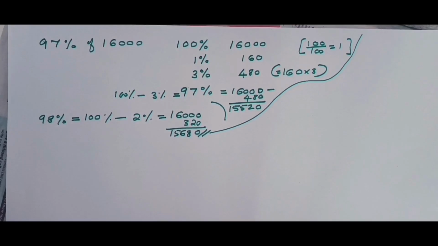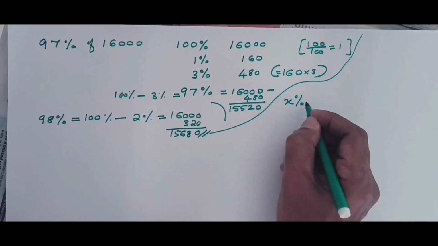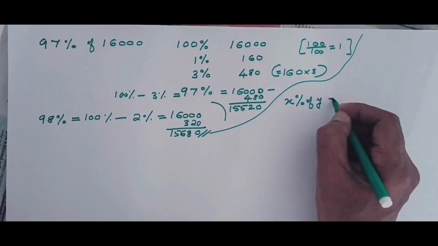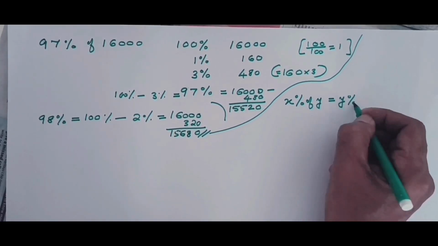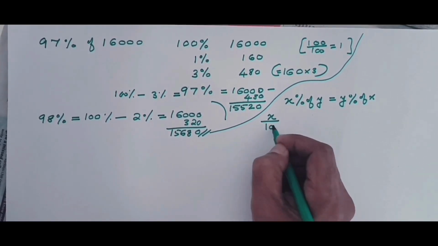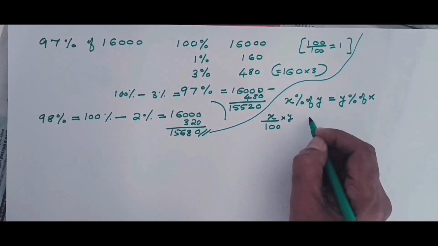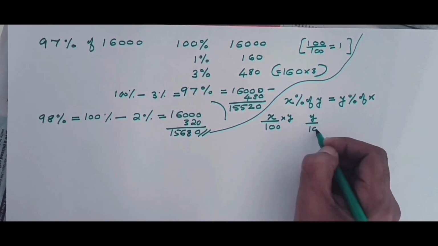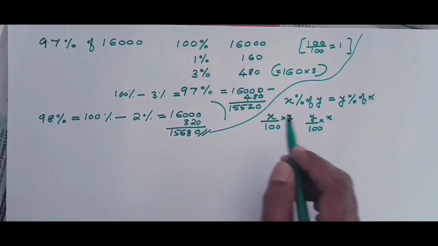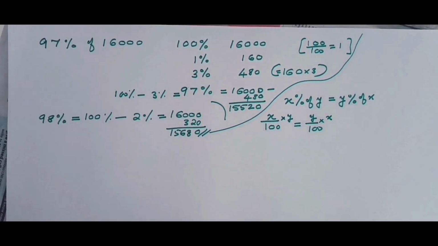Now there is a simple result in percentage which we can use in simplification techniques. The idea is this: x% of y equals y% of x. What is x% of y? x divided by 100 multiplied by y. What is y% of x? y divided by 100 multiplied by x. See, xy is the same as yx. So they are equal. This idea is very useful in simplifying certain percentages.